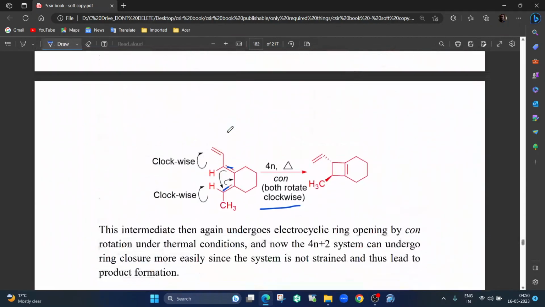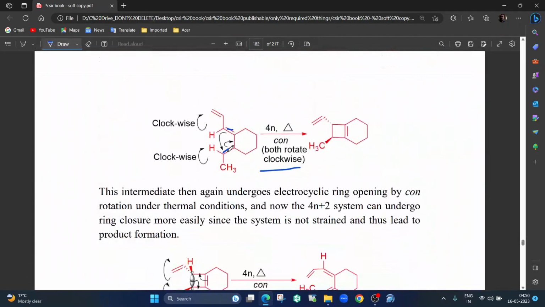Yeah. So first what happens, this electrocyclic reaction occurs by conrotation. Now what is con? Con means both the bonds will rotate clockwise or both will rotate anti-clockwise. So the reaction is simple. This goes here, this pi bond comes here, this pi bond comes here, and you get a 4-membered ring. And rotation occurs clockwise. So imagine you're rotating this clockwise.